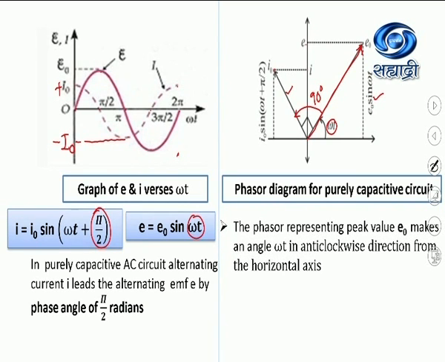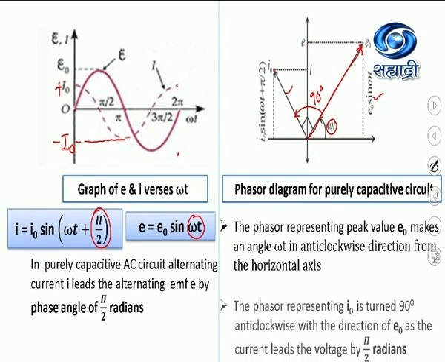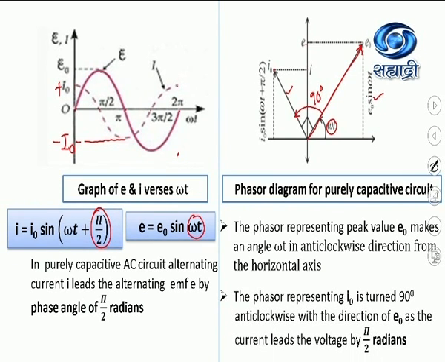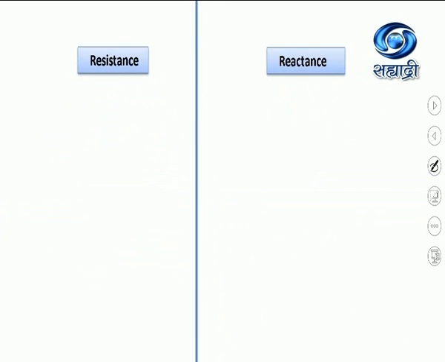The phasor representing peak value E naught makes an angle omega t in anticlockwise direction from the horizontal axis, and the phasor representing I naught is turned 90 degree anticlockwise with the direction of E naught, as the current leads the voltage by pi by 2 radians. So this was about application of AC to purely capacitive circuit.